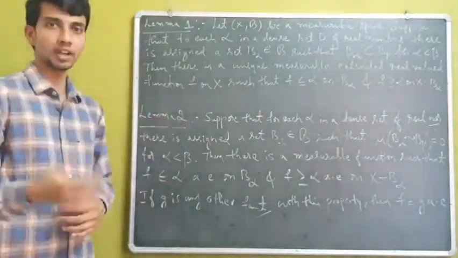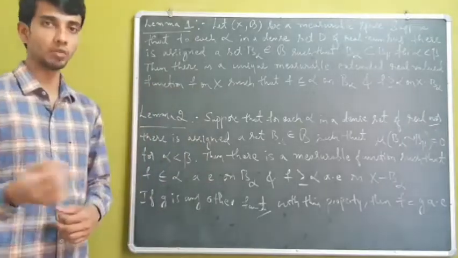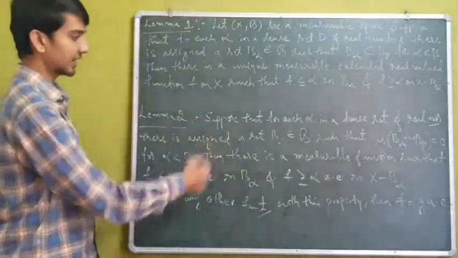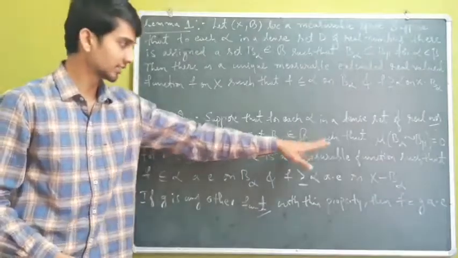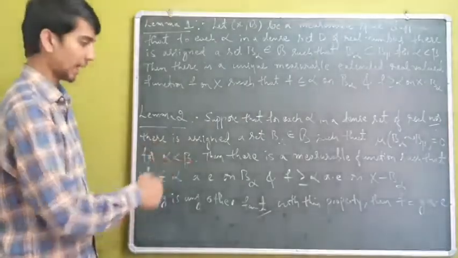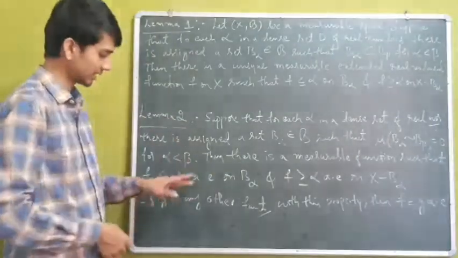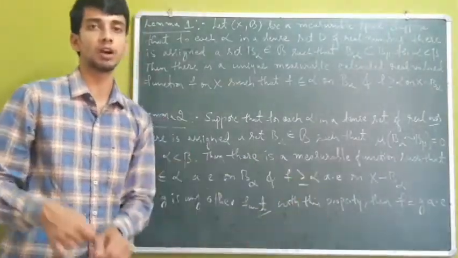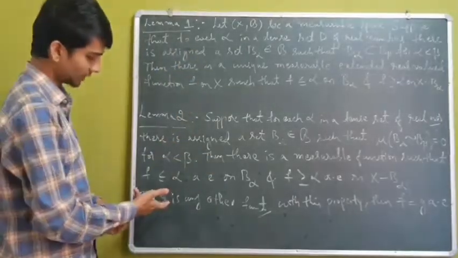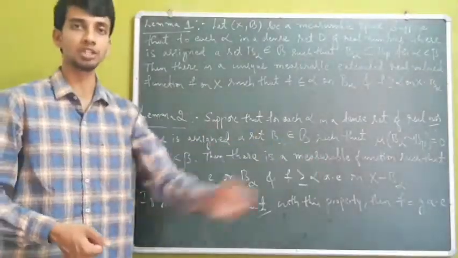Before going into the proof of lemma 1, let me have a look also at lemma 2 and note the slight change in lemma 2 compared to lemma 1. Lemma 2: suppose that for each alpha in a dense set of real numbers, there is assigned a set B_alpha in the collection B such that mu of B_alpha minus B_beta is 0 for alpha less than beta. Then there is a measurable function f such that f is less than or equal to alpha almost everywhere on B_alpha and f is greater than or equal to alpha almost everywhere on X minus B_alpha. Again, in both the cases, f is unique. If g is any other function satisfying these properties, then f equals g almost everywhere.